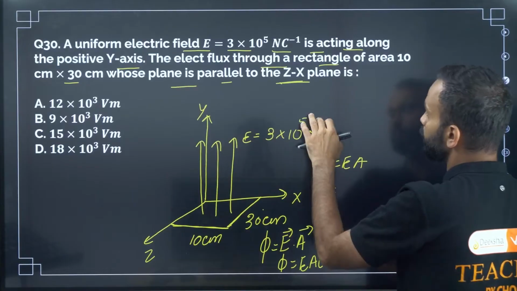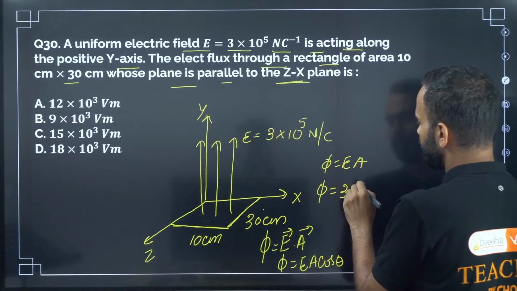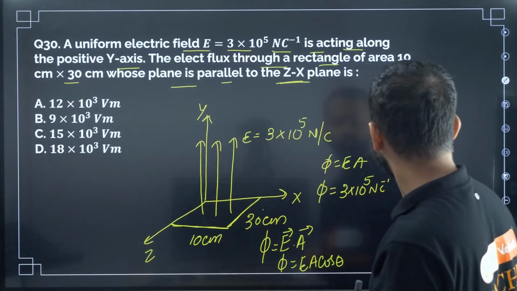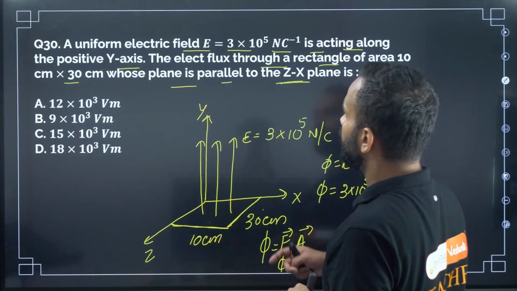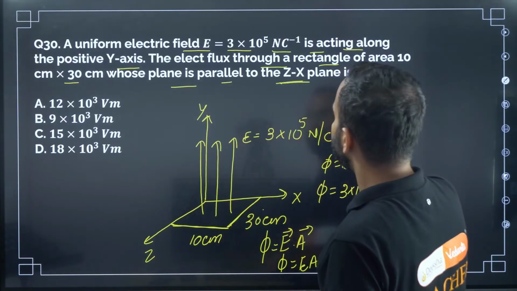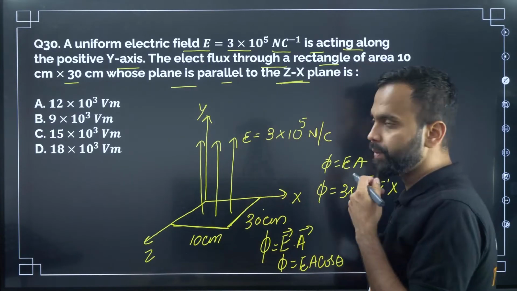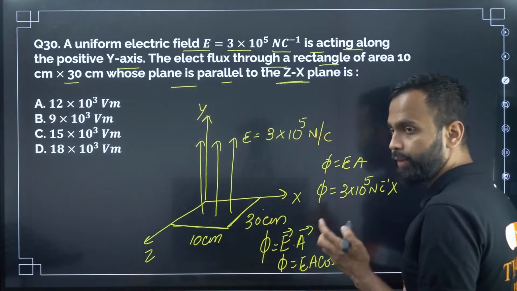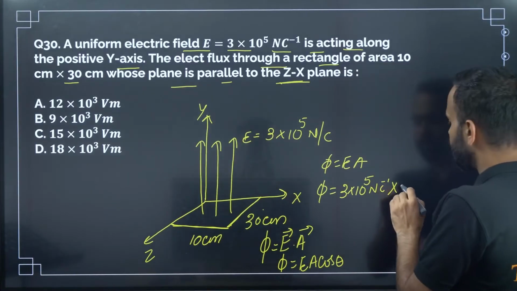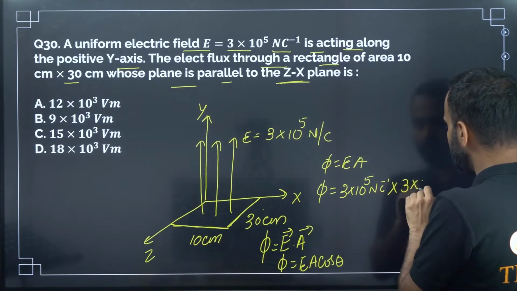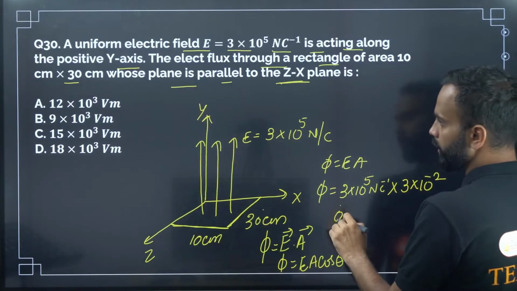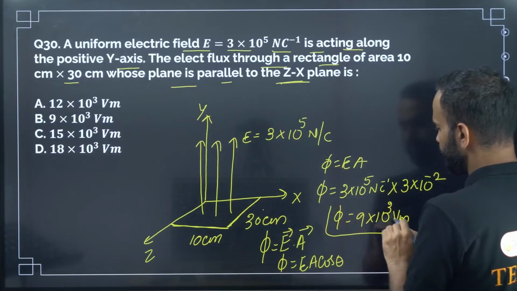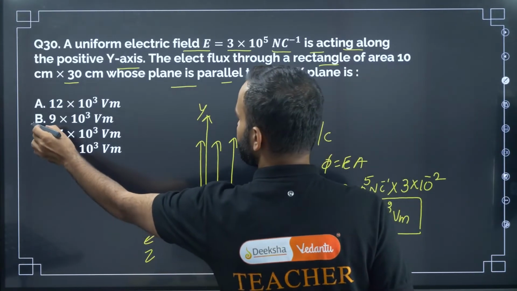So now substitute the values. E is 3 into 10 to the power 5 Newton per coulomb. What is the value of A? A is 10 centimeter cross 30 centimeter. 10 into 30 is 300. Centimeter squared is 10 to the power minus 4 meter squared. So 300 into 10 to the power minus 4 is 3 into 10 to the power minus 2. So now phi equal to 9 into 10 to the power 3 voltmeter. So the correct option is B.